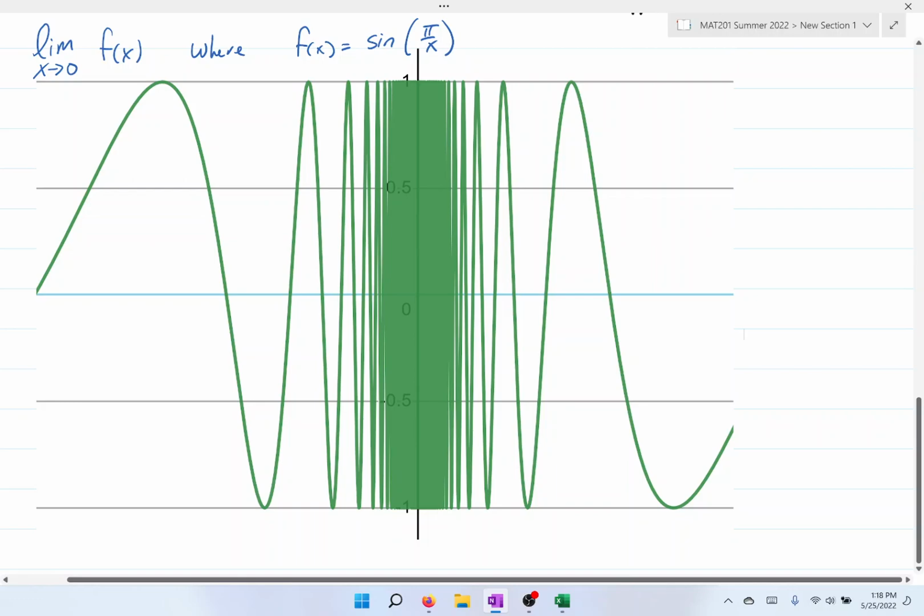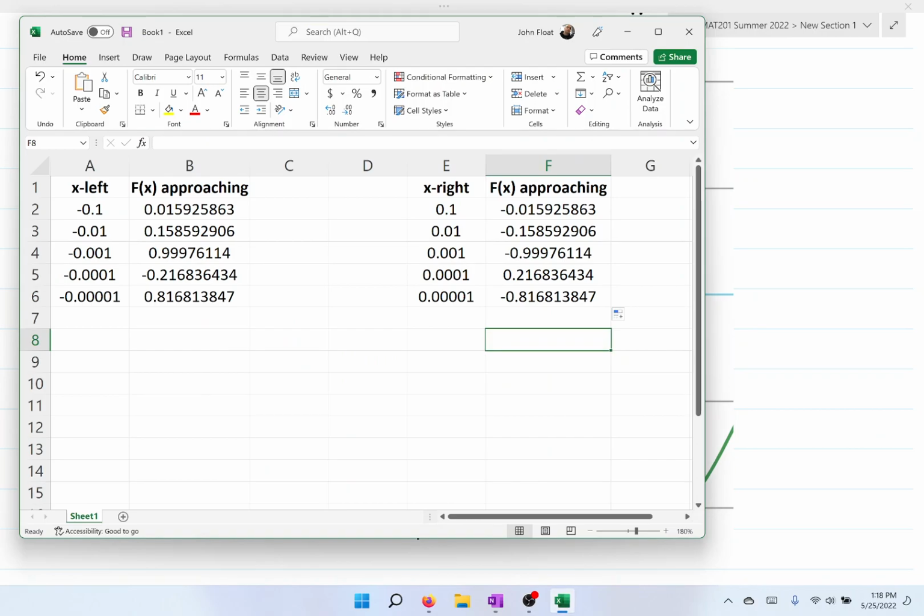Okay, I am back here. So I went ahead, typed everything into Excel. All right, and here's what's happening here. Notice on the left-hand side, if we're on the left-hand side of 0 and we get infinitely closer to 0, we get these values right here. 0.0159, 0.0158, 0.99, then all of a sudden it's negative 0.216, and then 0.816, and so forth.